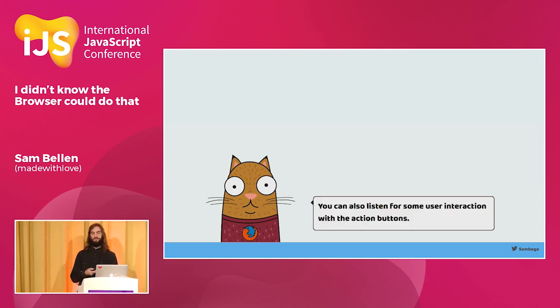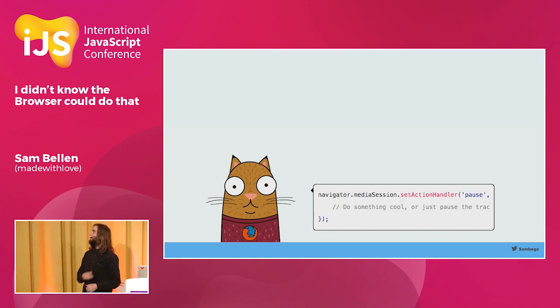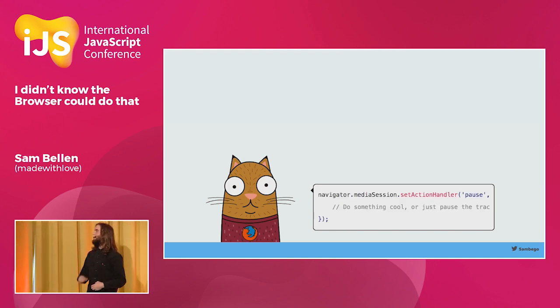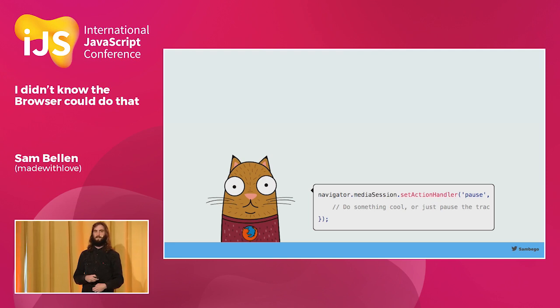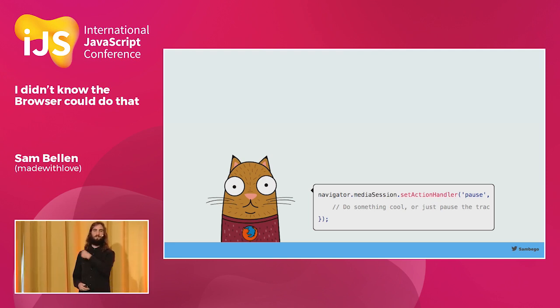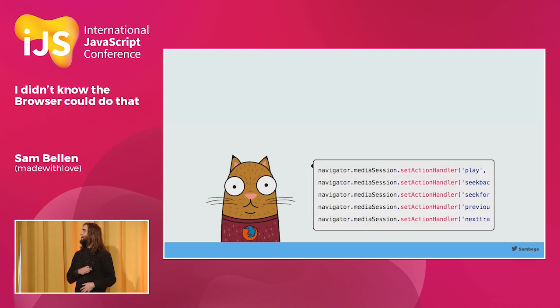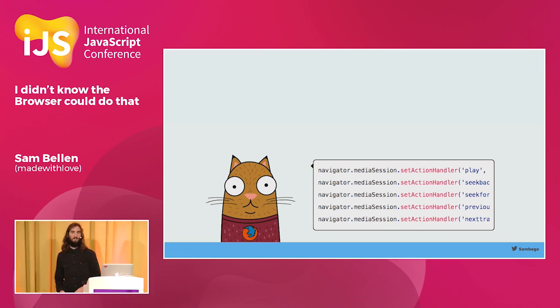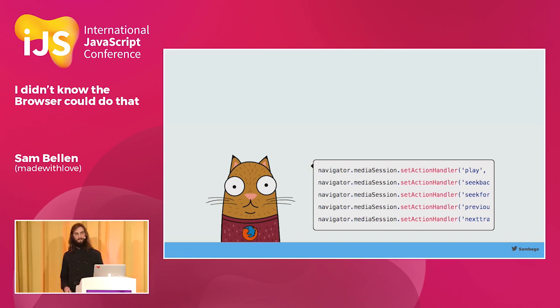Now, you could also just register some more buttons. Like this, you just set an action handler for the pause button, and then when the user clicks on that pause button in this notification tray, you can do something. You can do this for play and a lot of other buttons, so you can really just define the behavior of what your website is going to do when the user clicks one of these buttons, which is really cool if you're doing some media-related stuff.